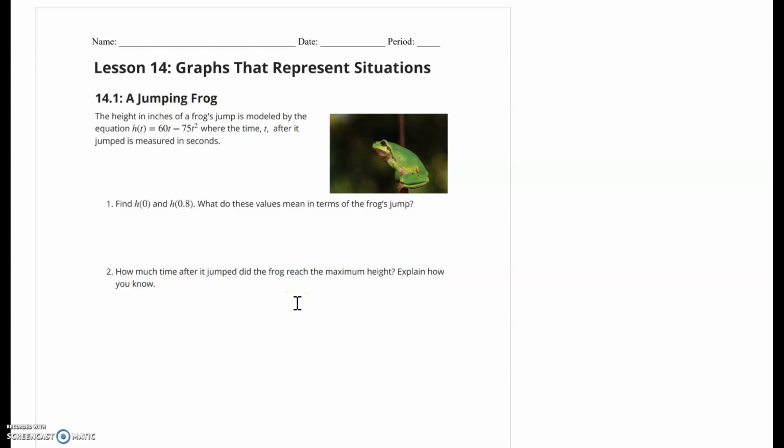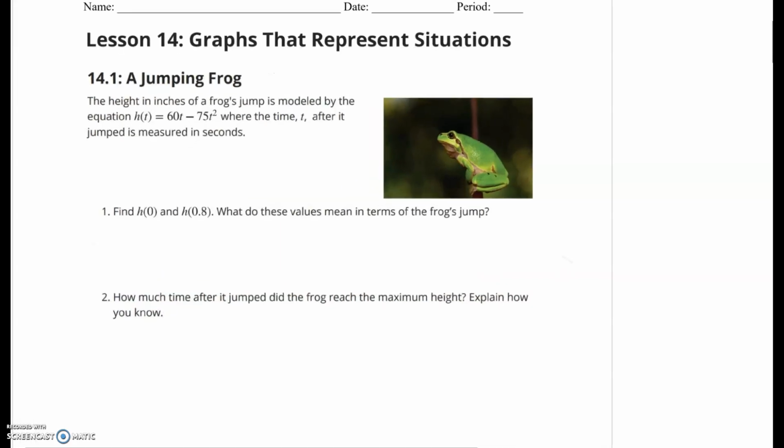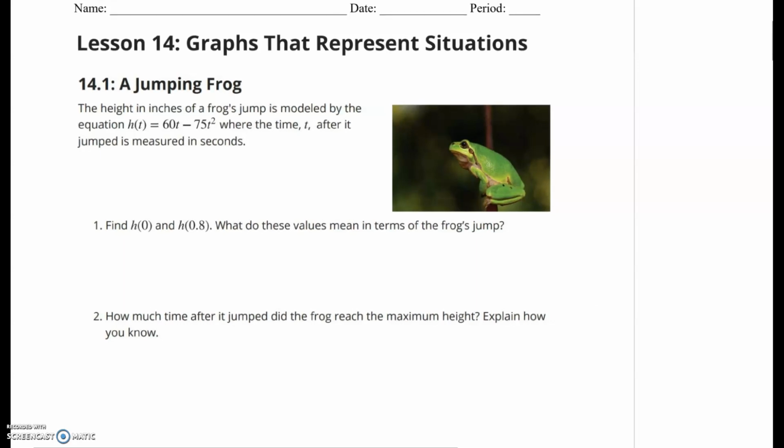Okay, we're going to move on to lesson 14 here. We're still working with quadratics. First of all, let me say thank you for doing the work that you guys have been doing since I've been out. Feeling a little bit better, so figured I'd give this a shot and we'll see what we can do. So we're going to start with this very first problem here, lesson 14, 14.1.